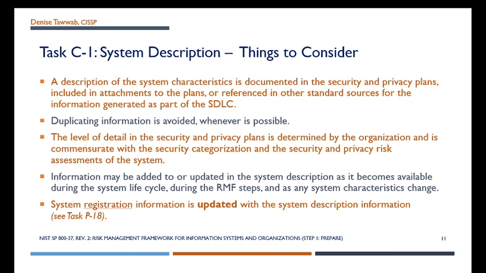And keep in mind, when we say security categorization, we're talking about low, moderate, and high impact systems, whether the system is low, moderate, or high impact. Information may be added to or updated in the system description as it becomes available during the system life cycle, during the risk management framework steps, and anytime a system characteristic changes, you want to update that system description. System registration information is going to be updated with the system description information.